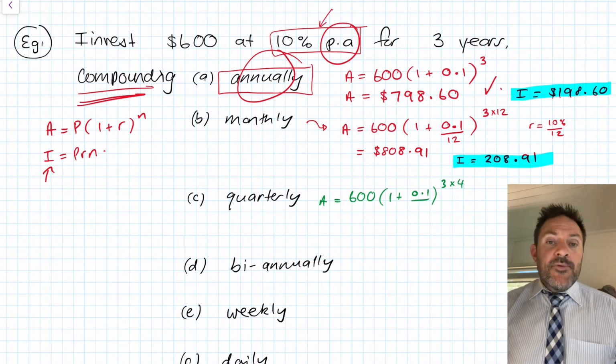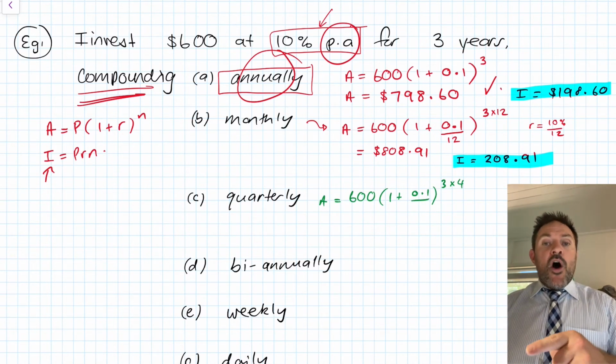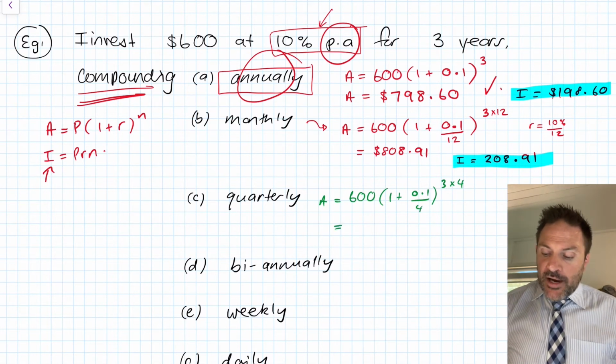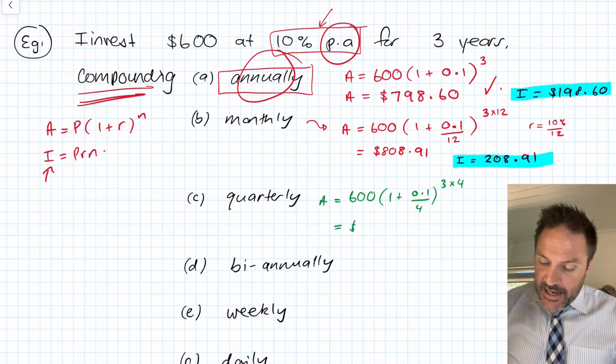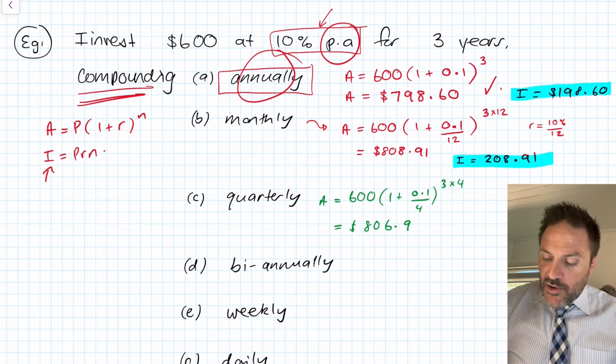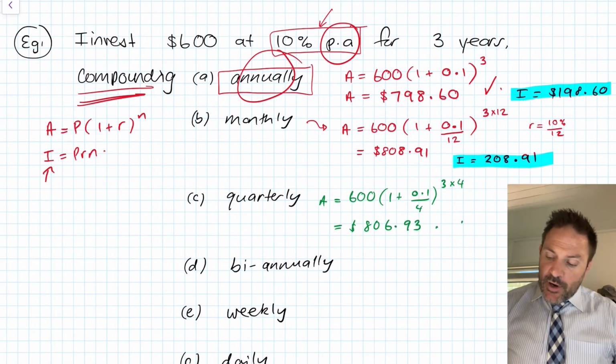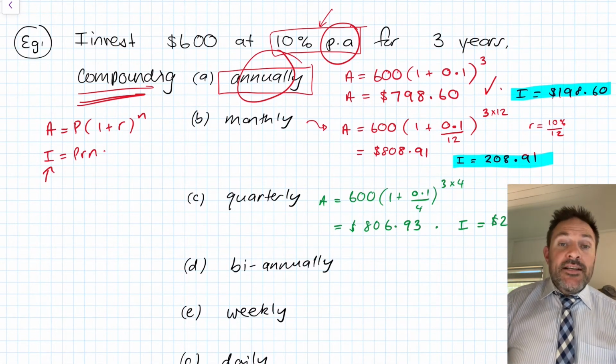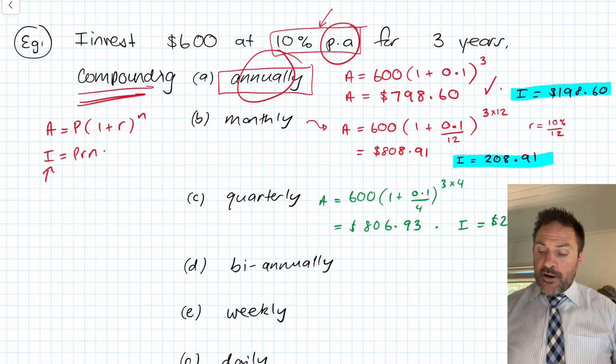But of course, if I'm doing 10% over a whole year, I want it for just a quarter of a year, so I'm going to divide that by 4. I'm going to tap that into my calculator. I get $806.93. My interest, of course, will be $206.93. I did that quickly on my calculator previously.